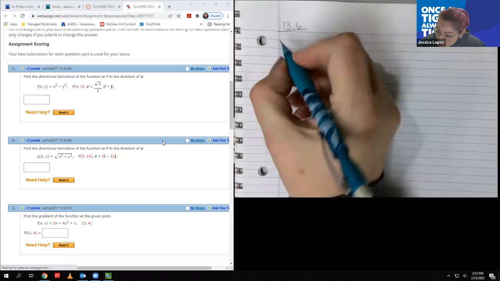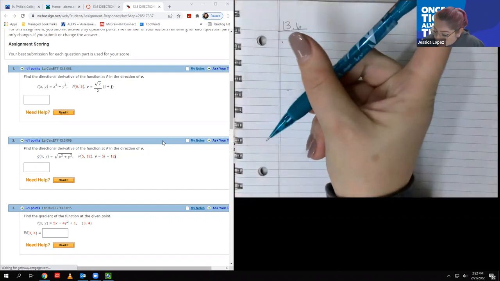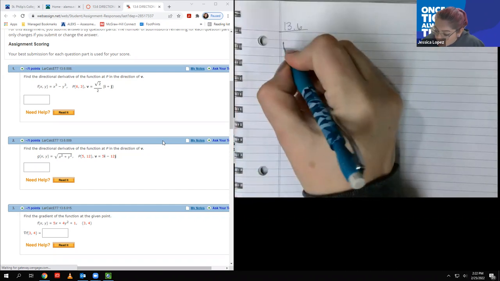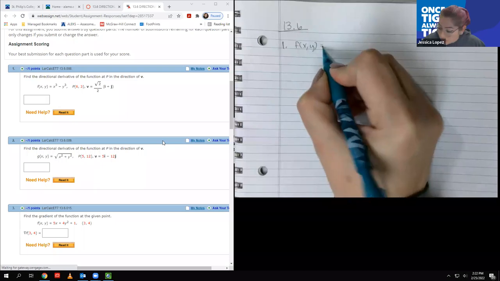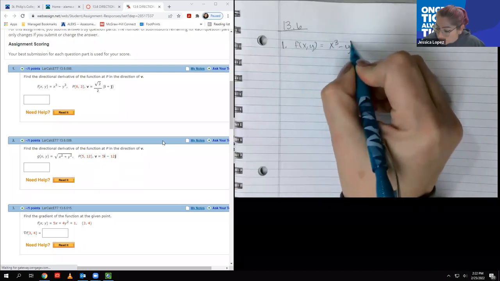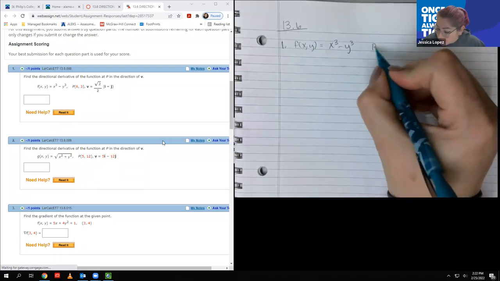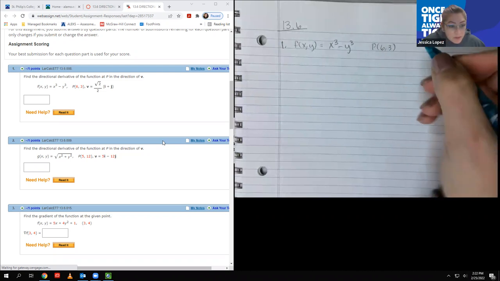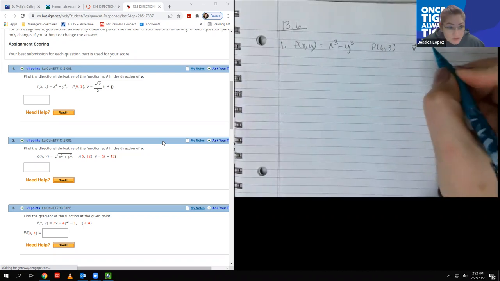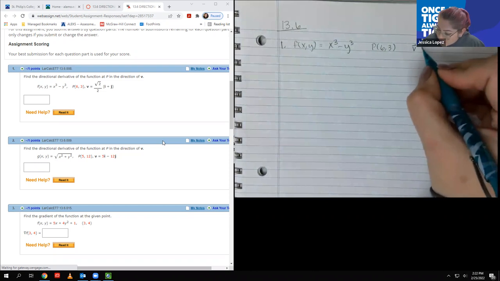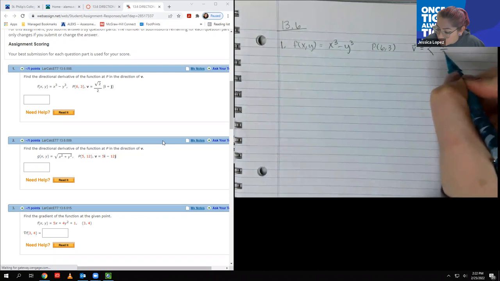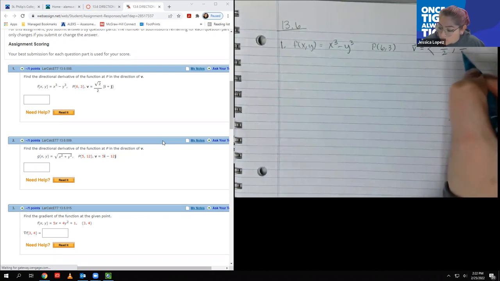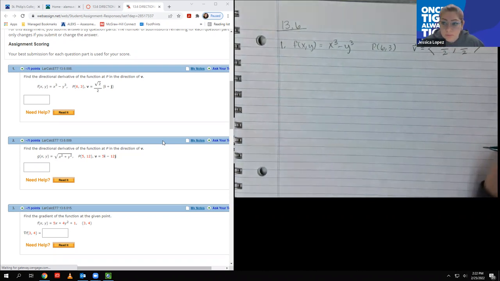So let's see, number one. Number one has the function x cubed minus y cubed. It has a point (6, 3) and it has a vector. I'm just going to write this in component form because that's my preference. It's square root of 2 over 2 and square root of 2 over 2 for both the i and the j components.